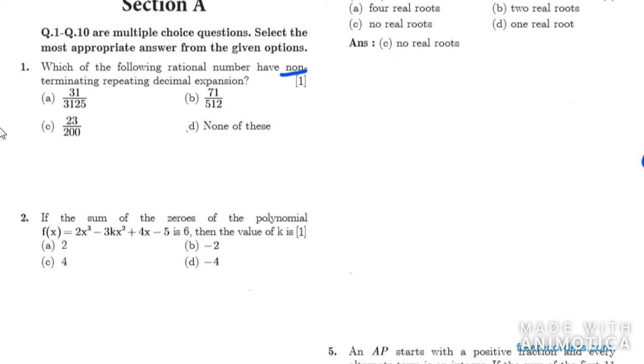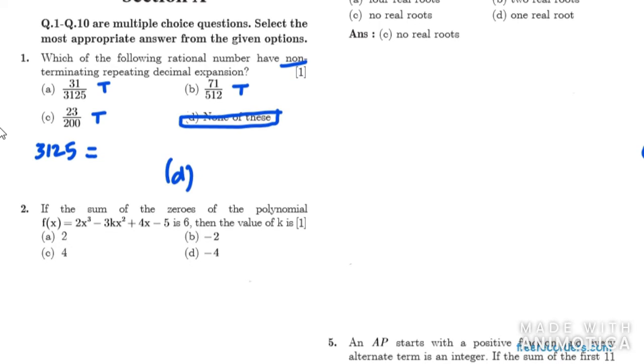So as you can see, we have first as 3125. It has a factor of 5. That means it is a terminating one. Now 200. Again it has a factor of 2 as well as 5. Terminating again. Then in B part, again it is terminating because it has a factor of 2. 512 is divisible by 2. So answer for this is none of these. D part.